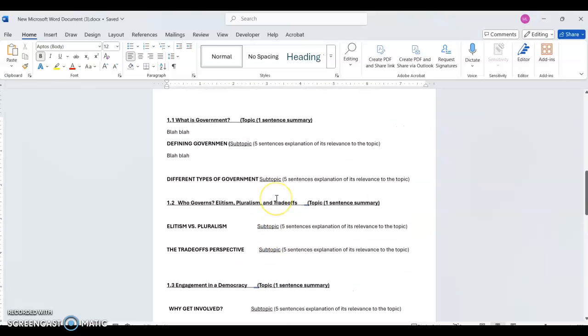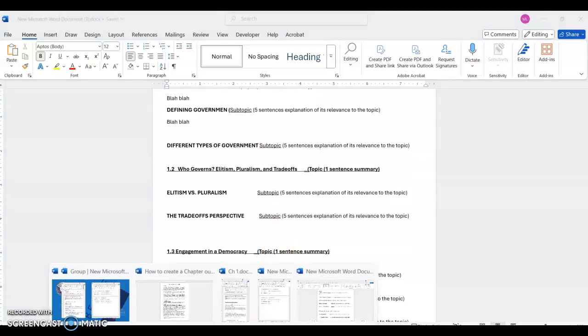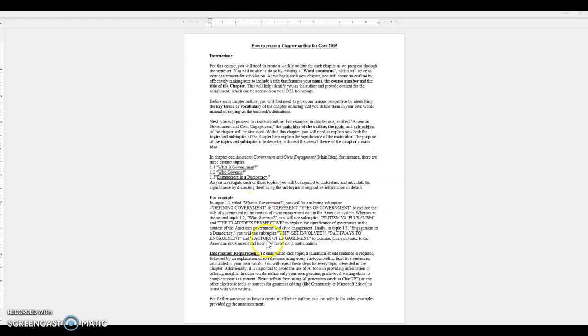Okay, in parentheses, I put what you need to write down. All right, one sentence for every topic, just to reiterate the instructions. 5 sentences for every subtopic, as stated in the instructions here.